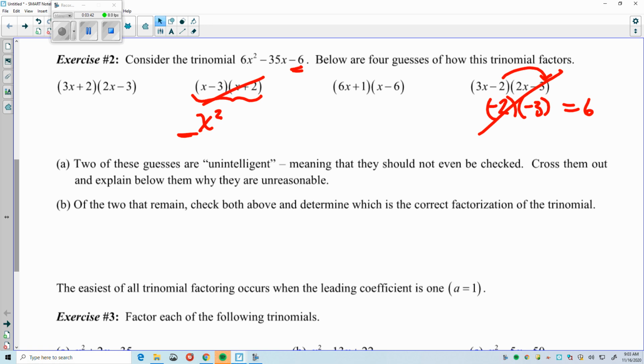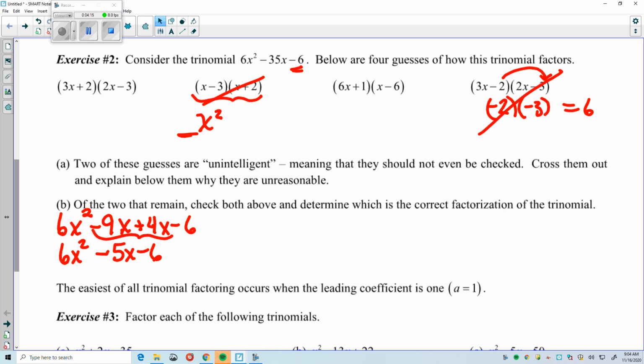Okay, so if I start with this first one here, 3x times 2x, I get 6x squared. My outside terms would give me a negative 9x. My inside terms would give me a positive 4x. And my last terms would give me a negative 6. And again, if we combine our like terms here, I'm going to have a negative 5x minus 6. So that's not going to be our answer because I need a negative 35. So hopefully this last one works here.